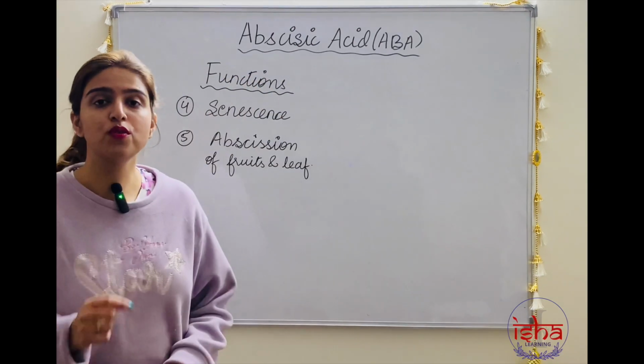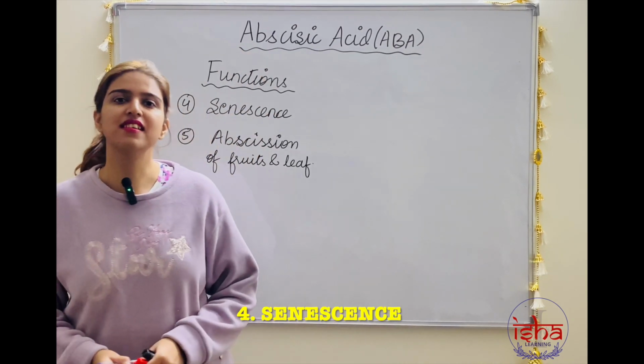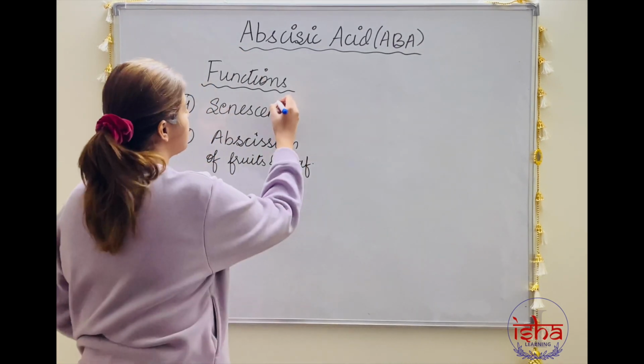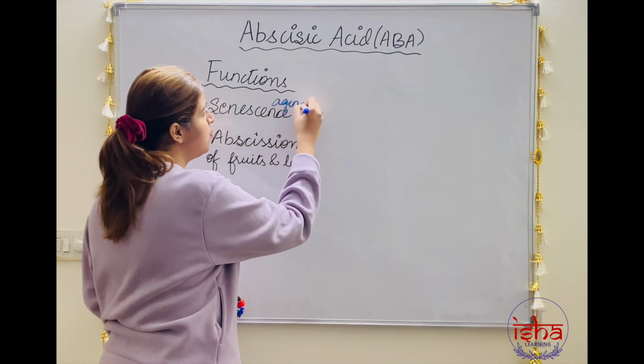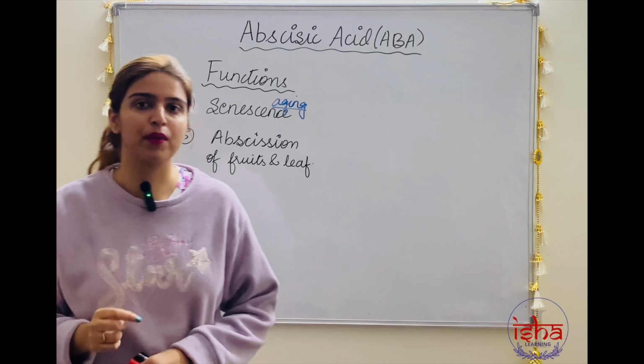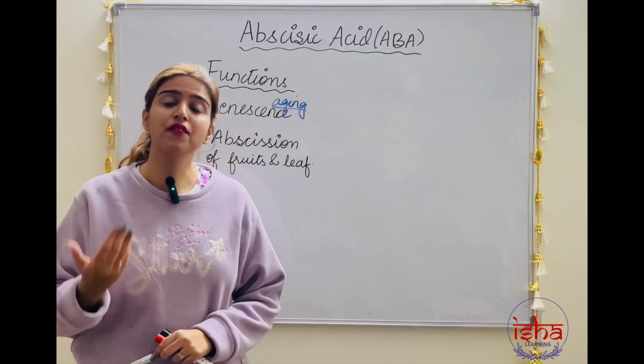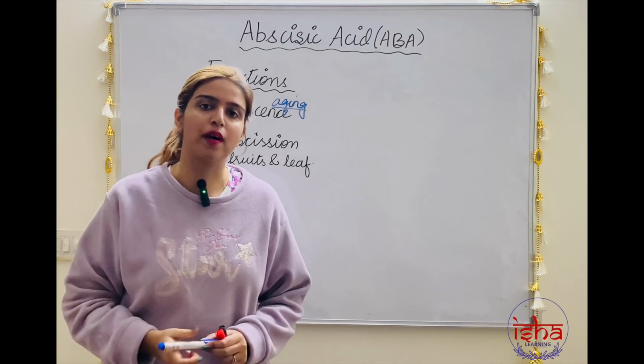Abscisic acid also has a role in the senescence process. Senescence is actually the aging process in plants. So how would this senescence happen and where does it happen? Normally the senescence is of the leaves.